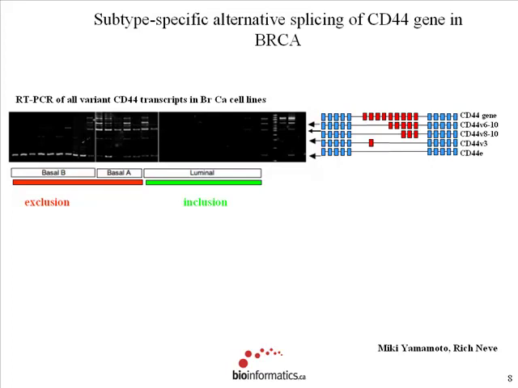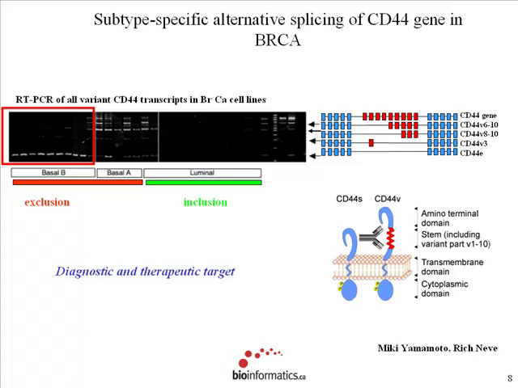And so when we tried to detect the splicing repertoire of the CD44 gene, which is actually a stem cell marker within those cells, we could clearly see the agreement between the RT-PCR and our predictions from microarrays, and we saw a completely different pattern of splicing within basal Bs and basal As and luminal cell lines. What was really attractive about this gene is that it is a transmembrane protein, and the alternative region happens to be located on the cell surface, outside of the cell. So it is very much possible to use it both as a diagnostic and therapeutic target using splice isoform-specific antibodies, for example.